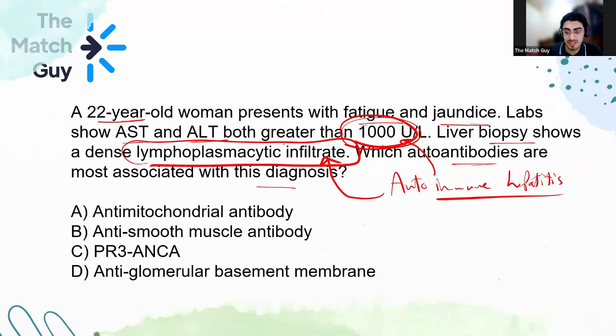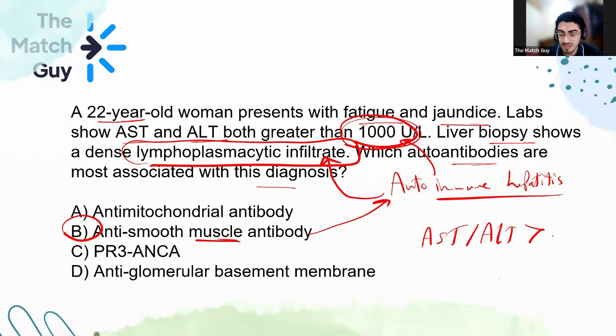So what autoantibody is specific for autoimmune hepatitis? Anti-smooth muscle antibody. This is the one that is specific for autoimmune hepatitis. Again, it looks very weird. We are talking about the liver, and the name is anti-smooth muscle antibody. Just memorize it for the exam, okay? Now I have a question for you guys. Can someone tell me the other causes of elevation of AST and ALT more than 1,000?